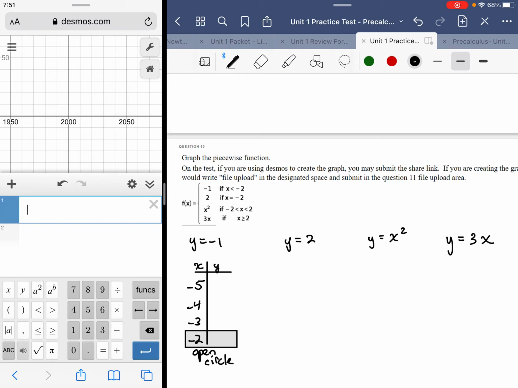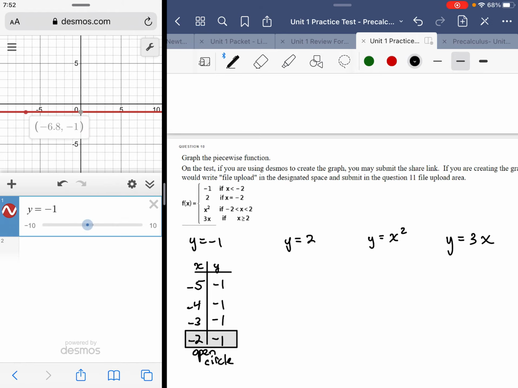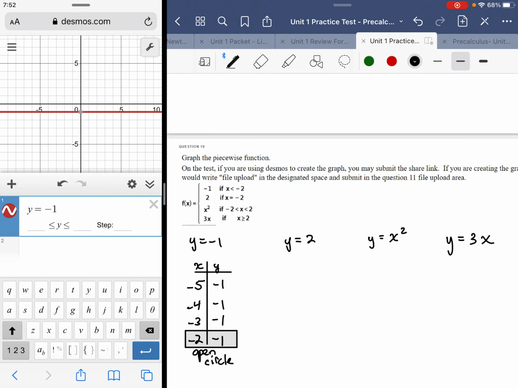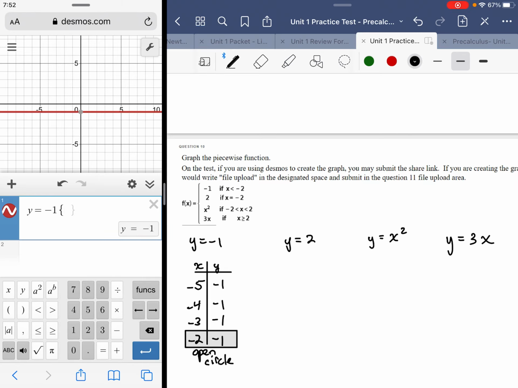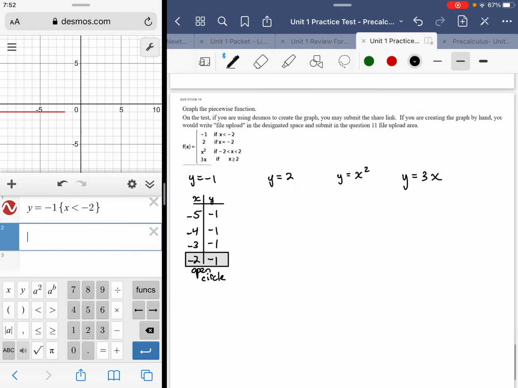Now this equation is y equals negative 1. That's saying that no matter what the x value is, y is always equal to negative 1. You can plot it, y equals negative 1, and you can see no matter where you go, the y value is always equal to a negative 1. Now if you want to type this in with the domain, you'd open the squiggly bracket, x less than negative 2, and now you lock that in. But the thing is, it's not going to plot it with an open circle.